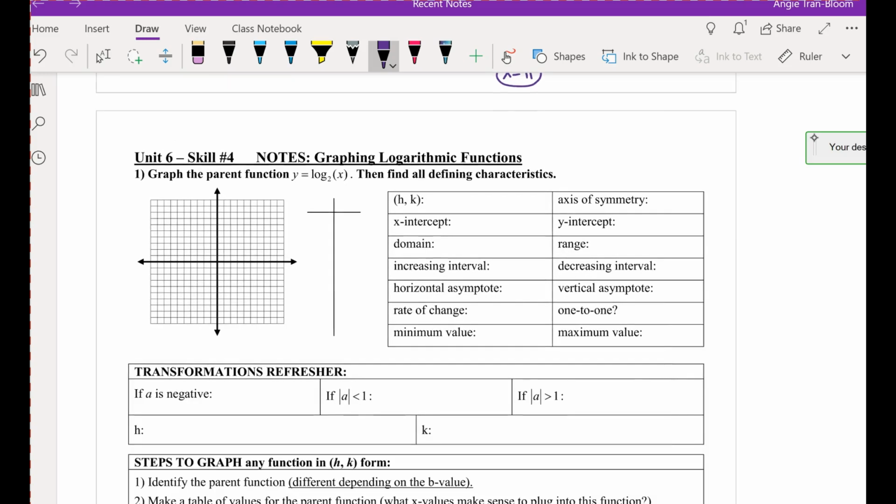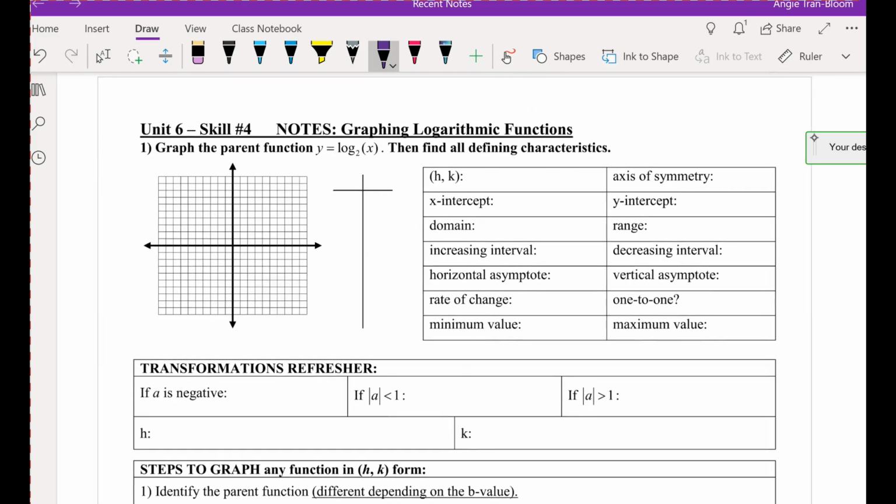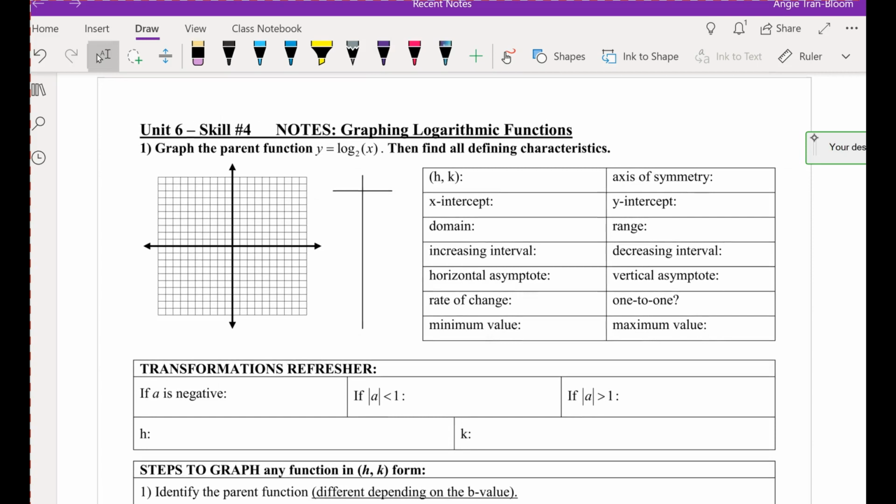There you go, slowly. Okay, so we're moving on, and we're just going to do the first parent function. Skill number 4, graphing logarithmic functions. Example 1, graph the parent function, y equals log base 2 of x, then find all of the characteristics.